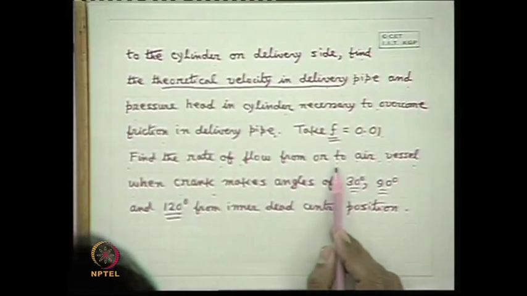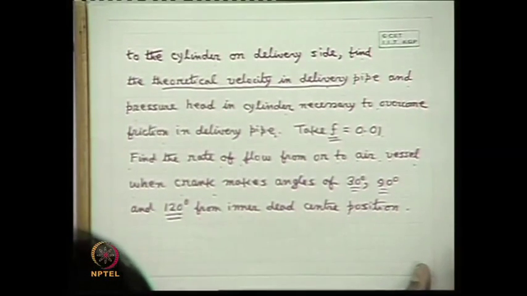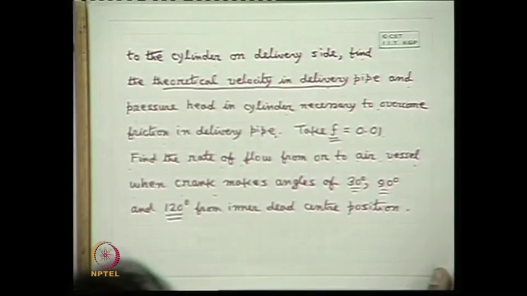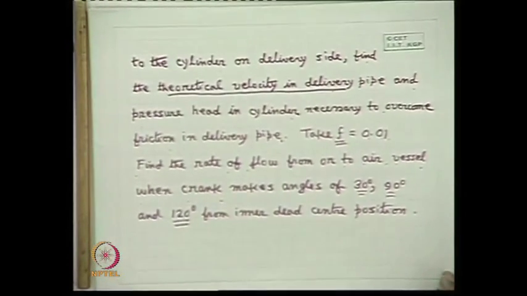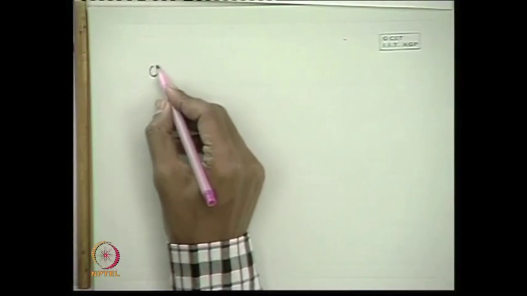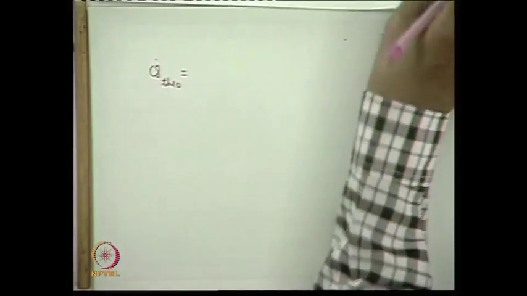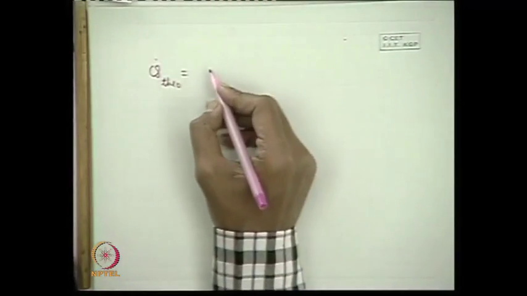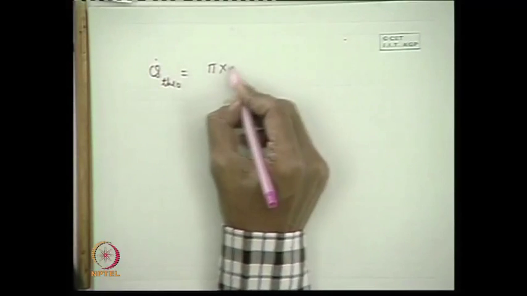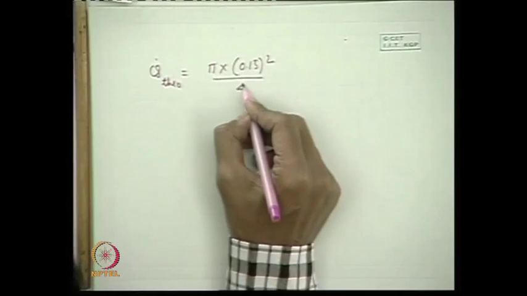Well, find the rate of flow from or to the air vessel when the crank makes angles of 30 degree, 90 degree and 120 degree from inner dead center position. All right? Now, theoretical discharge, Q dot theoretical, what will be? What is the area of the cylinder? Pi d square by 4, pi into 150 millimeter, meter square, d square by 4 into the stroke length.